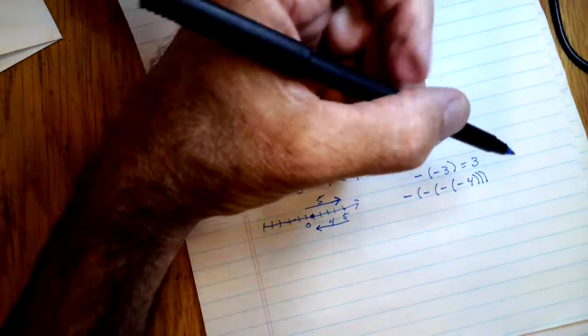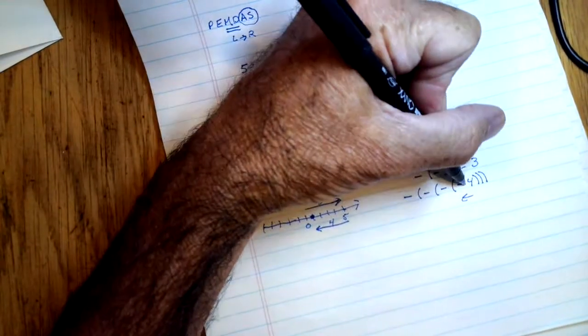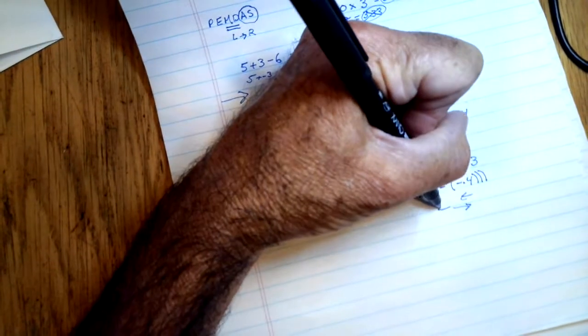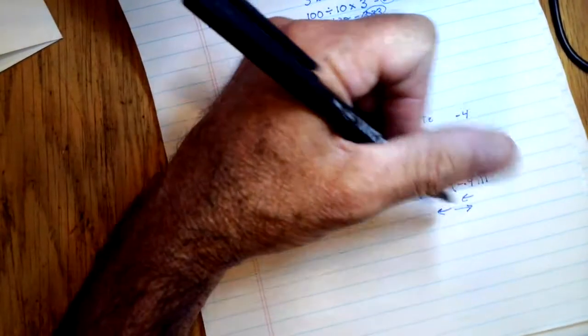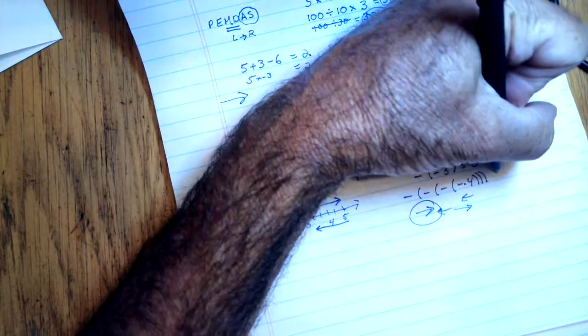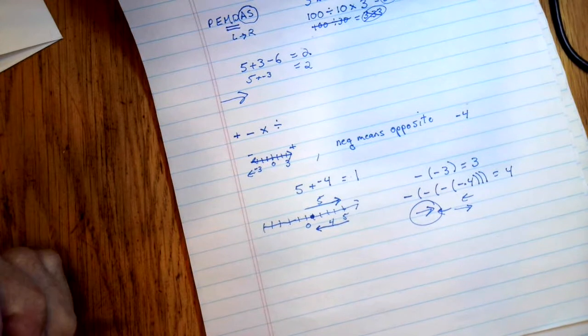Okay, I have to kind of start with this. The opposite of 4 is an arrow that way. The opposite of that is an arrow that way. The opposite of that is an arrow that way. The opposite of that is an arrow that way. So whatever I end up with is going to be to the right, or a positive 4.